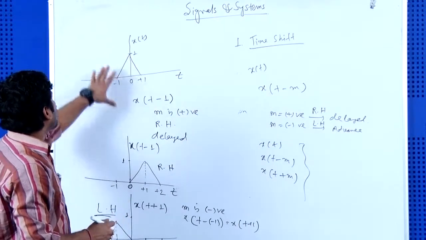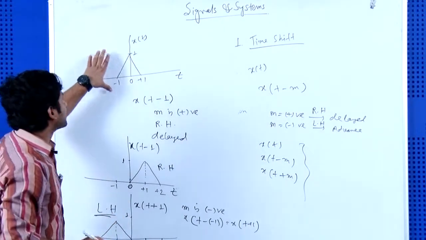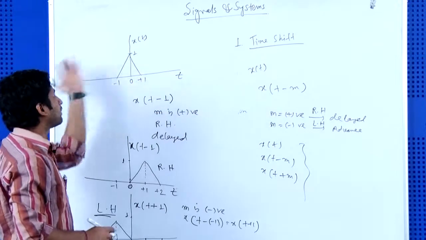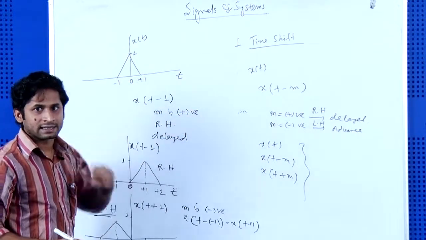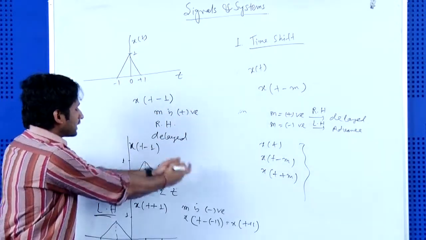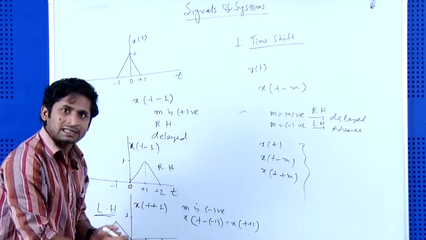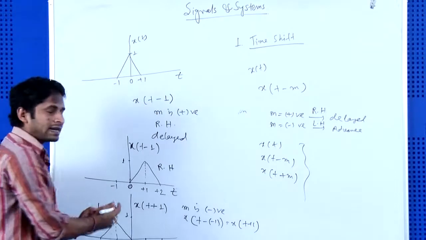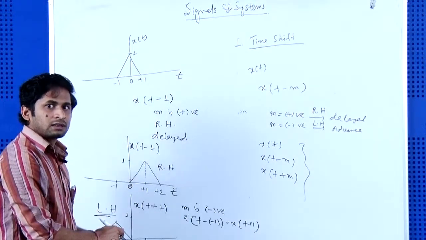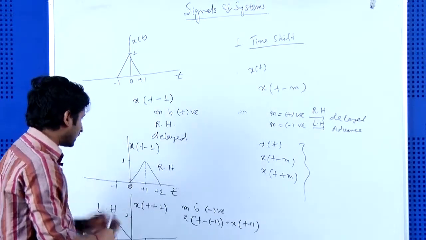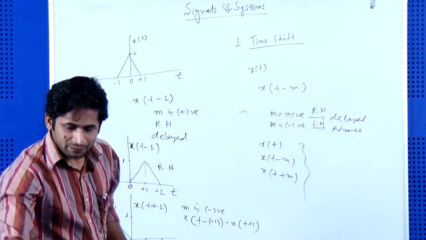So, according to our requirement, we can shift the signal to the left hand side or to the right hand side. If we shift it to the right hand side, it is the delayed version of the original signal. If it is to the left hand side, it is the advanced version of the original signal.